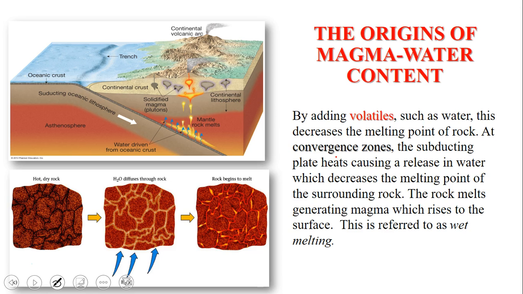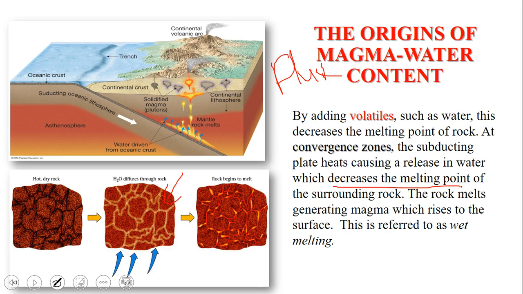All right, the third factor that's going to influence the melting of pre-existing rock to make magma is adding volatiles such as water. By adding water into these rocks, the water acts as what is called a flux. A flux is like a catalyst that'll speed up a process. In this case, you add water to the rock, and it's going to lower the melting point. It's going to decrease the melting point and allow the rock to melt. So adding water to rock allows it to melt.